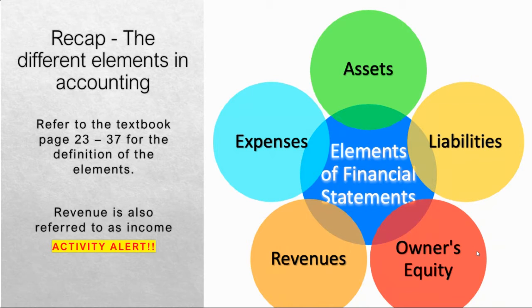So let's start with an asset. The asset, based on page 24 in your textbook, an asset is something that has a present economic resource that is controlled by the business as a result of a past event. Now, if we look at that definition, the key things that you need to take out of that is it's a present economic resource. So what that means is I actually own that asset currently. So I can use it today if I need to.